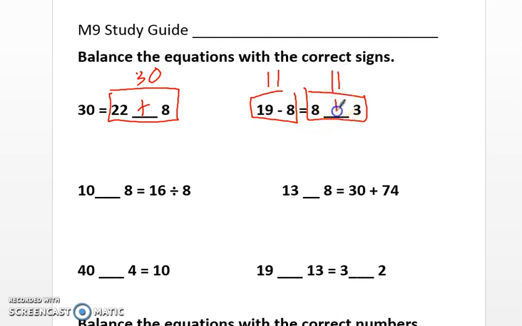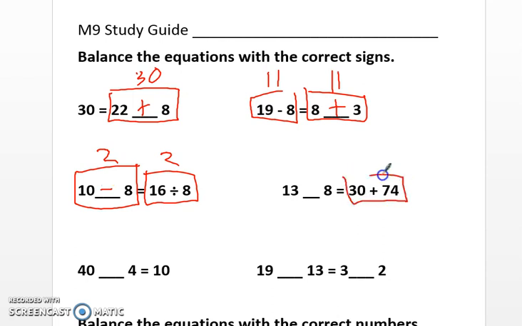What can I do with 8 and 3 to get to 11? Plus. 16 divided by 8 is 2. If that box is 2, this box also has to be 2. So 10 minus 8. 30 plus 74 is 104.